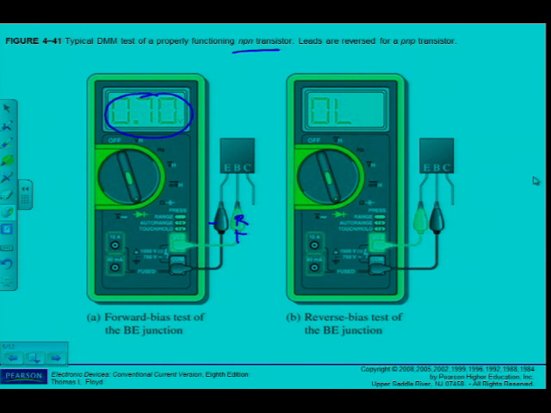It's not going to be exactly 0.7. When I swap the terminals, you can see now that the positive is on the emitter, negative on the base, black lead on the base. In other words, I reverse bias, then some meters will display open line, some will display the voltage of the internal battery, because it acts like an open switch and you measure the supply voltage.